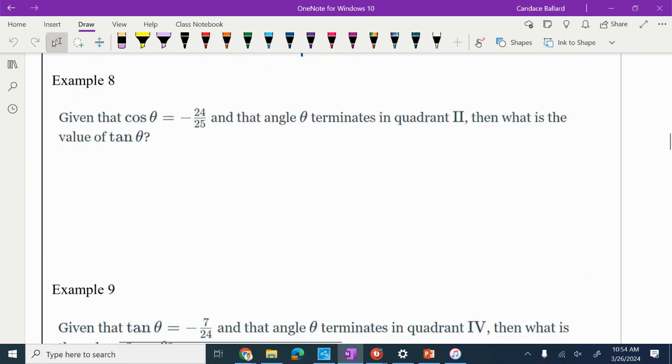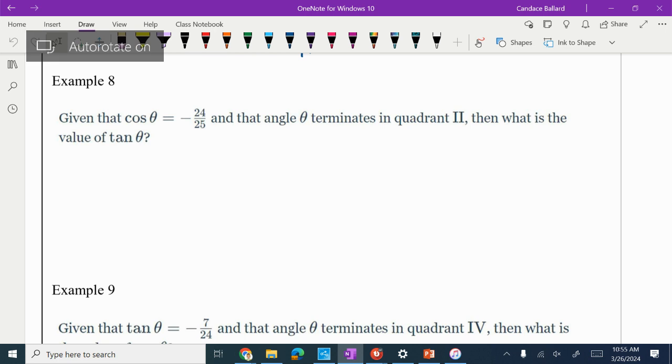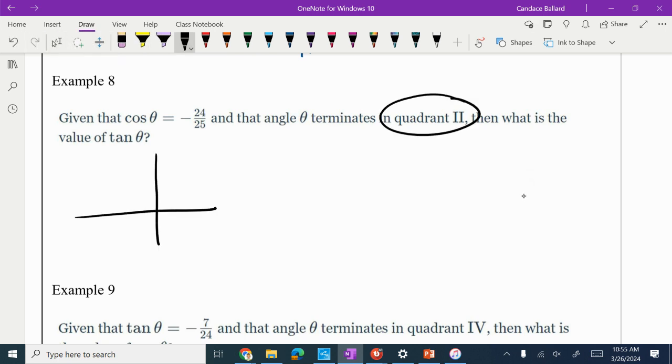Okay, looking at example 8, we are given that cosine of theta equals negative 24 over 25, and the angle theta terminates in quadrant 2. What is the value of tangent of theta? Which quadrant am I needing? I need quadrant 2, so I'm going to draw a picture of my triangle in quadrant 2. Notice I emphasized quadrant 2. I don't really care about the other ones. I'm using the coordinate plane to make sure my triangle is tilted the right direction so I get the signs correct. I know this is theta, and this is going to be opposite, adjacent, and hypotenuse.